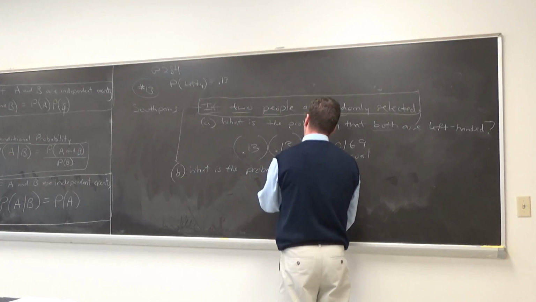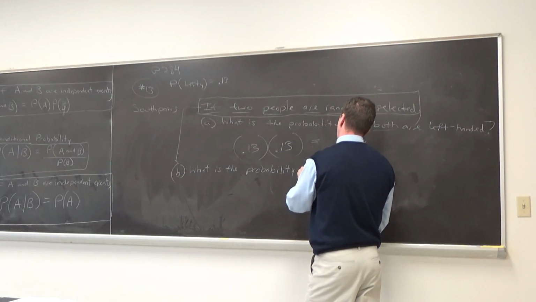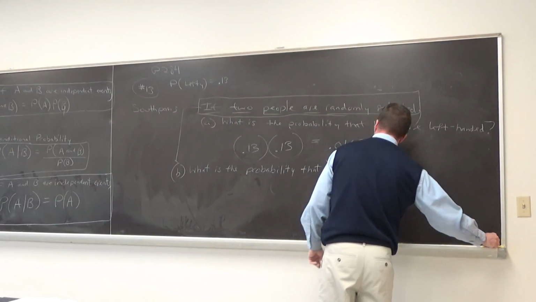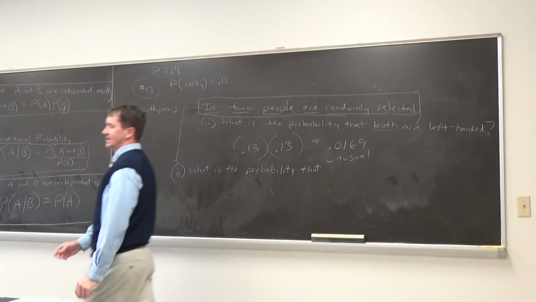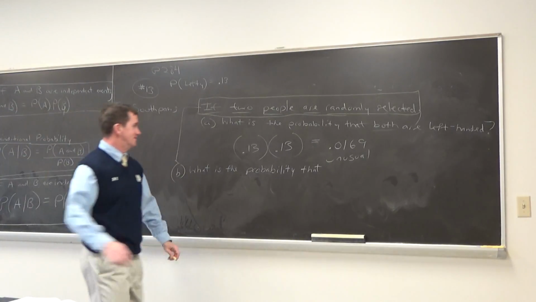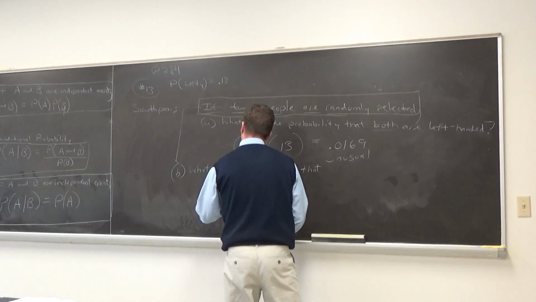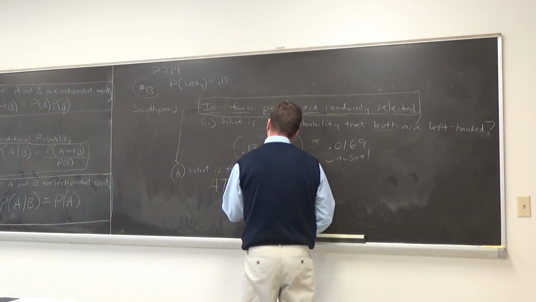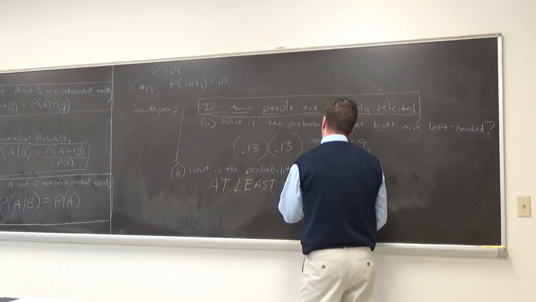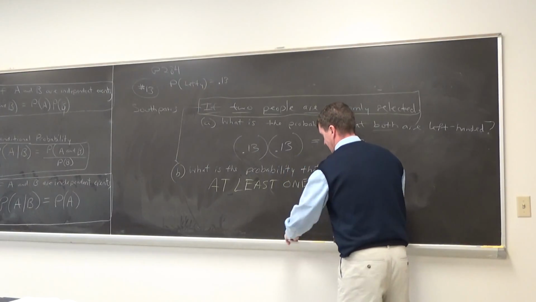Now, what I want to put in capital letters is this phrase, "at least one." At least one. What's the problem with it? At least one. And then they said is right-handed.